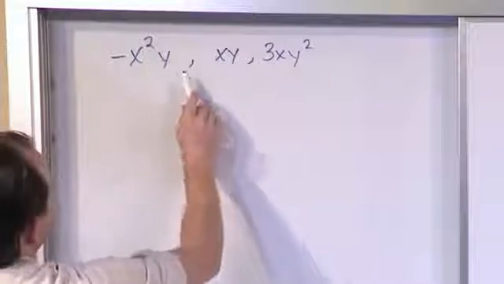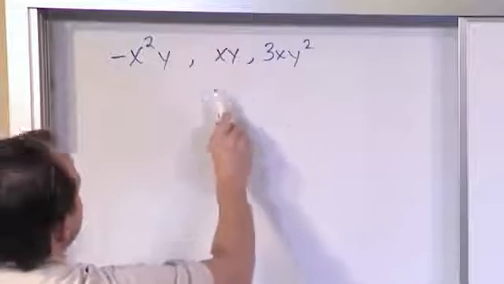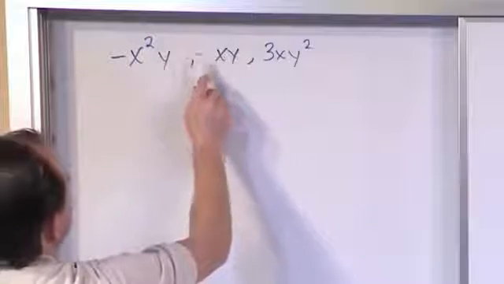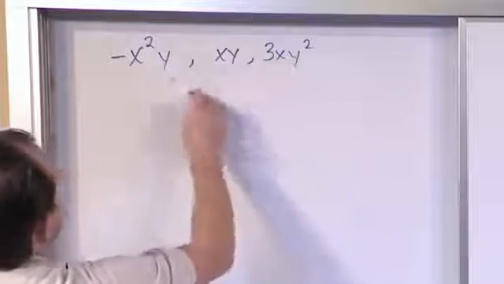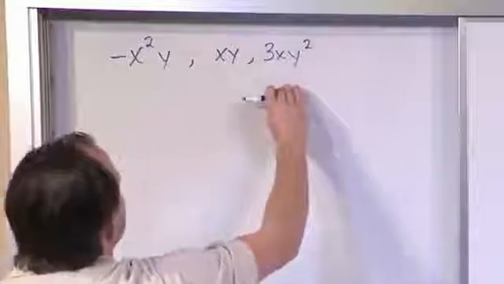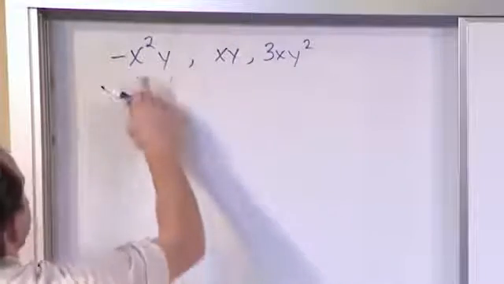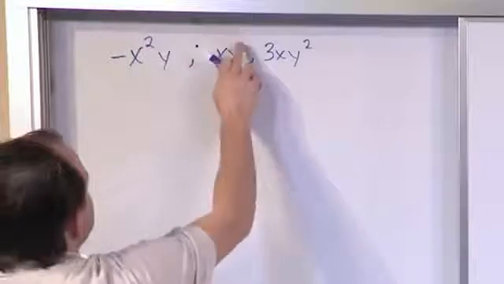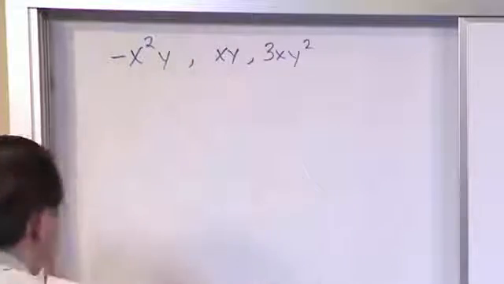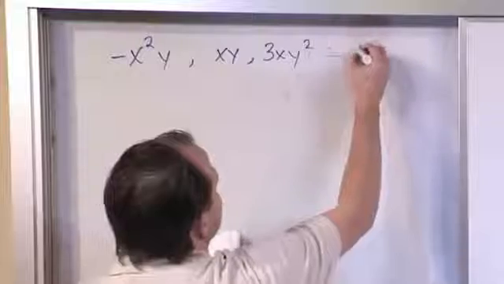Here I have x squared, x, and x. Here I have y, y. These match, but this one's different. So if I'm going to say that all of them are like terms to one another, then they all have to match exactly. They all have to have the same variable and the same exponent everywhere, and of course these don't match, so these are unlike terms.